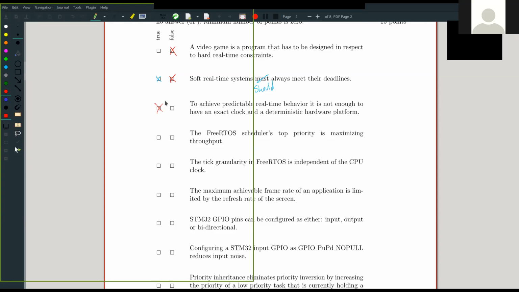For example, if it were possible to achieve predictable real-time behavior, what are the other parameters, the other variables, that need to be considered except for the clock and the hardware platform?